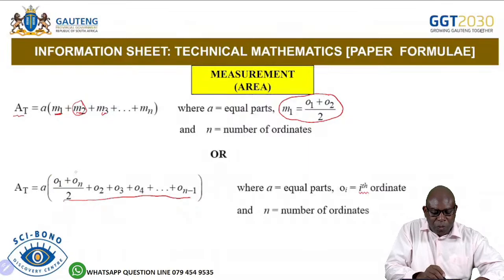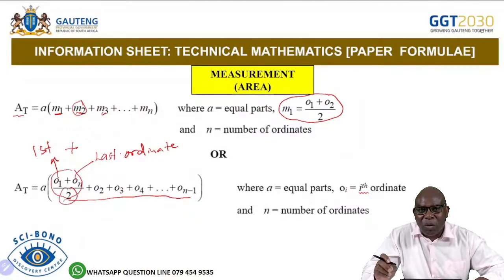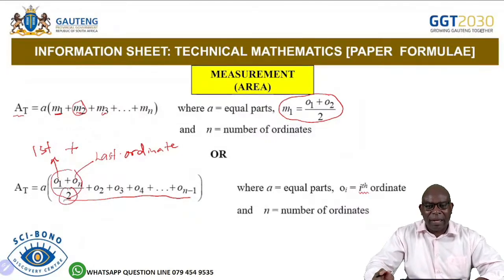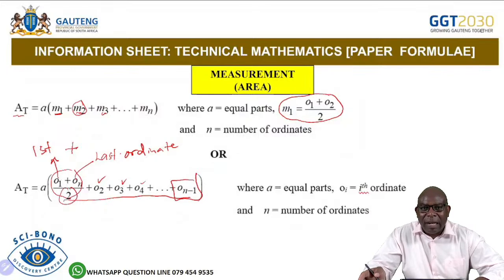So with this one formula, you take the first ordinate and the last ordinate. Then you add them together and divide by 2. Those are the only ones that you divide by 2. Then you take the second one, the third one, depending on how many you have. And for the last one here, you take the last but one.